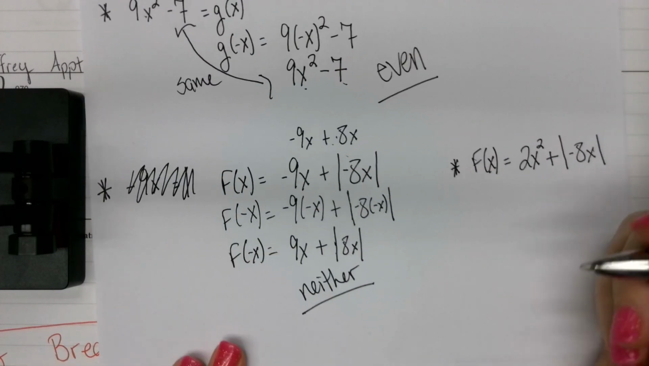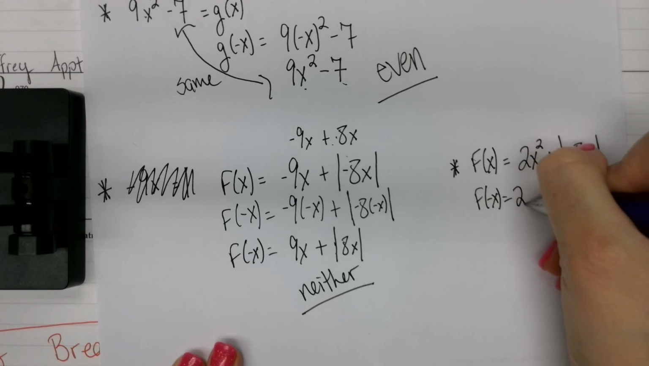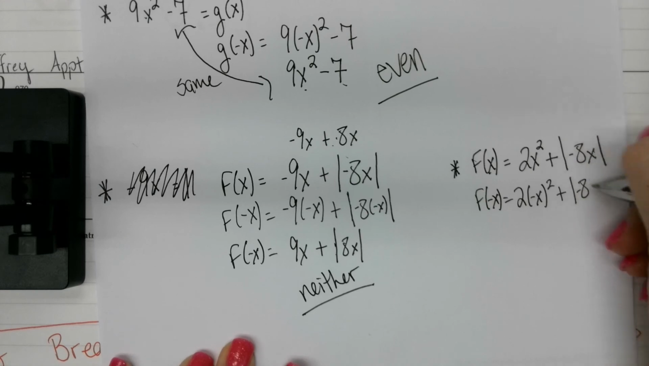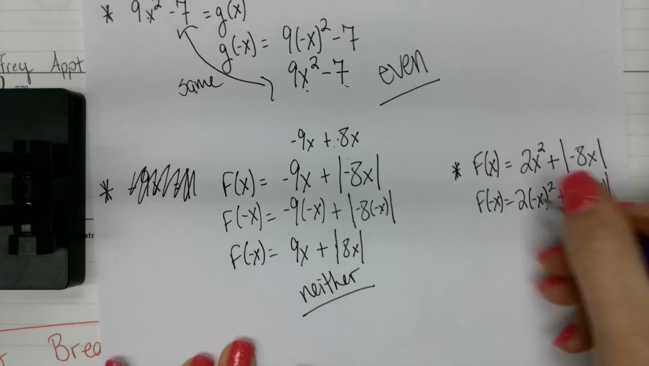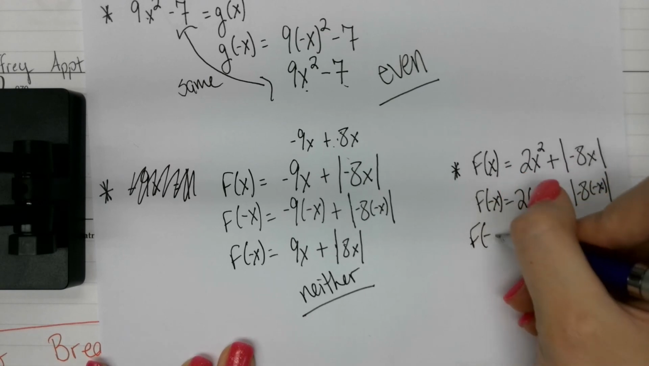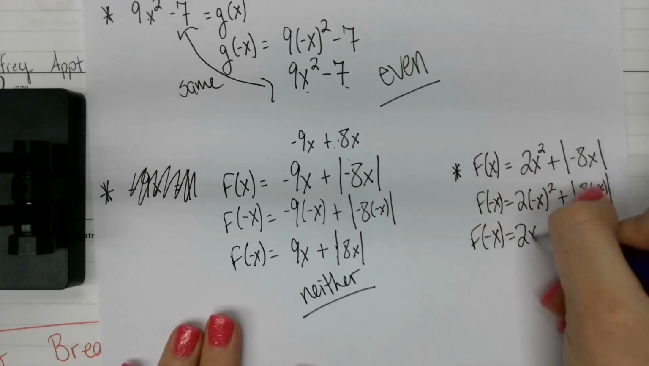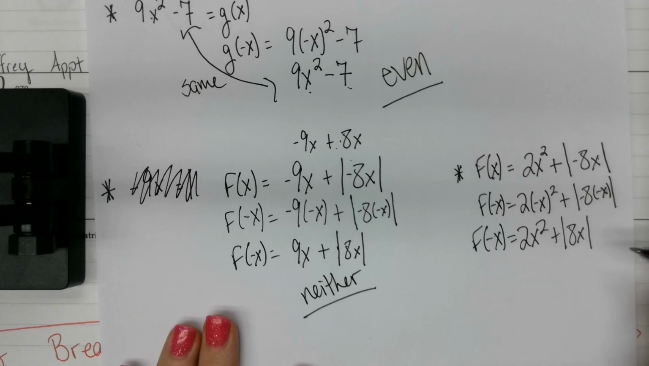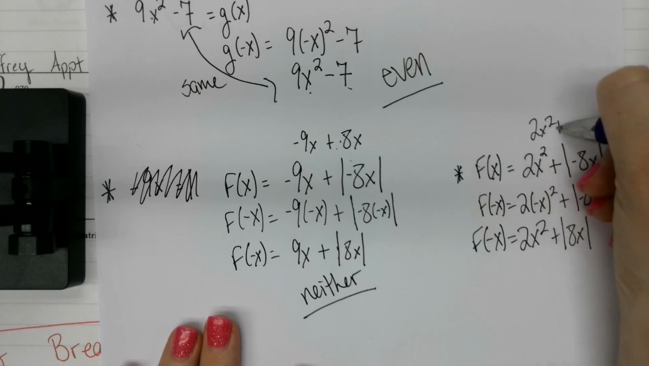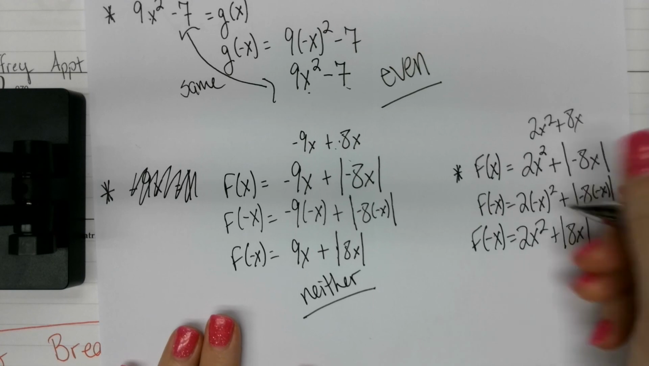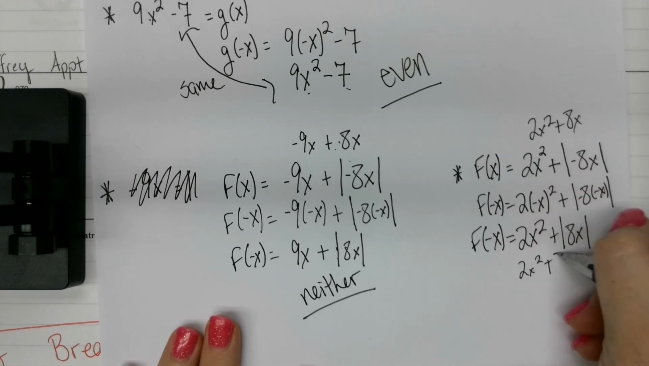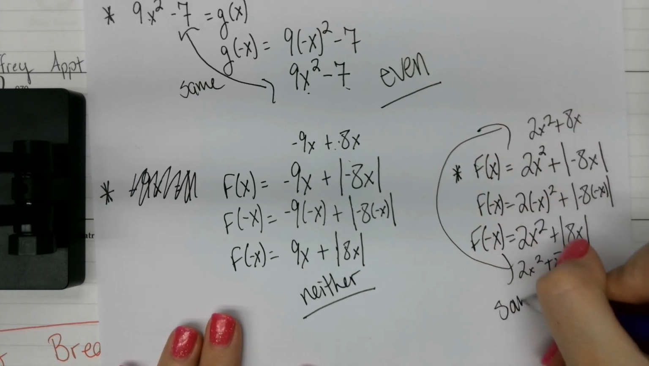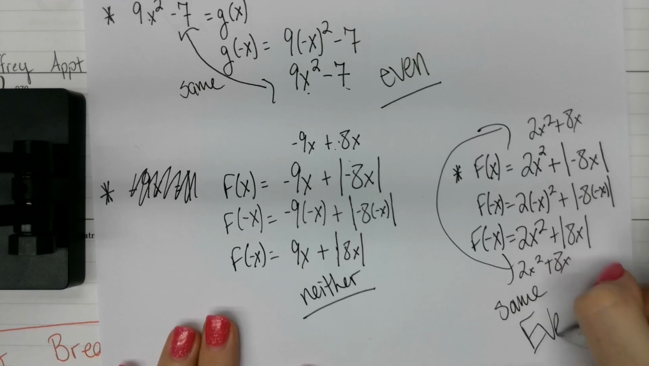Last one. So f of negative x equals 2 times negative x squared plus negative 8 times negative x. Negative x squared would be positive, so 2x squared plus negative times negative would be positive 8x, and this one up here would be 2x squared plus 8x, because of the absolute value, and down here we have 2x squared plus 8x. So these are the same. It is even.